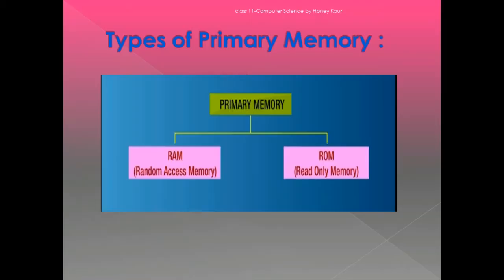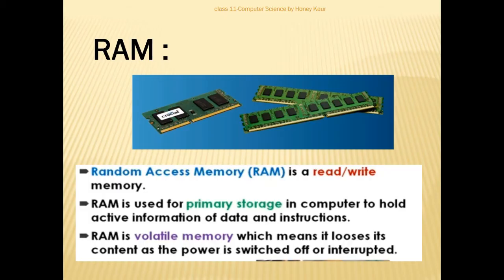Coming to types of primary memory, or you can say types of main memory. Main memory is basically of 2 types: RAM, which is known as random access memory, and ROM, which is known as read-only memory. RAM is a read and write memory, meaning we can read as well as write randomly whatever is inside the memory. RAM is used for primary storage, as it is the important part of primary memory, to hold active information of data and instructions. Whatever we store first goes to RAM.